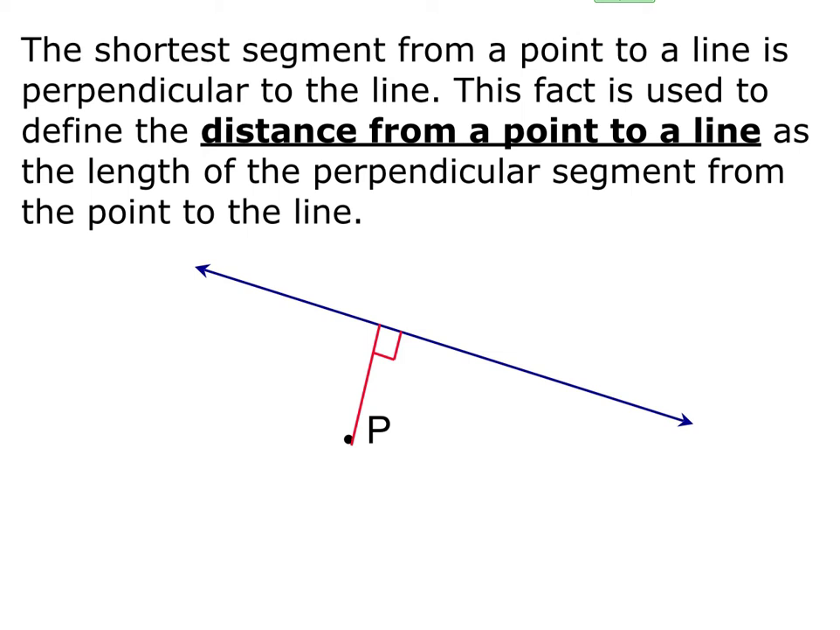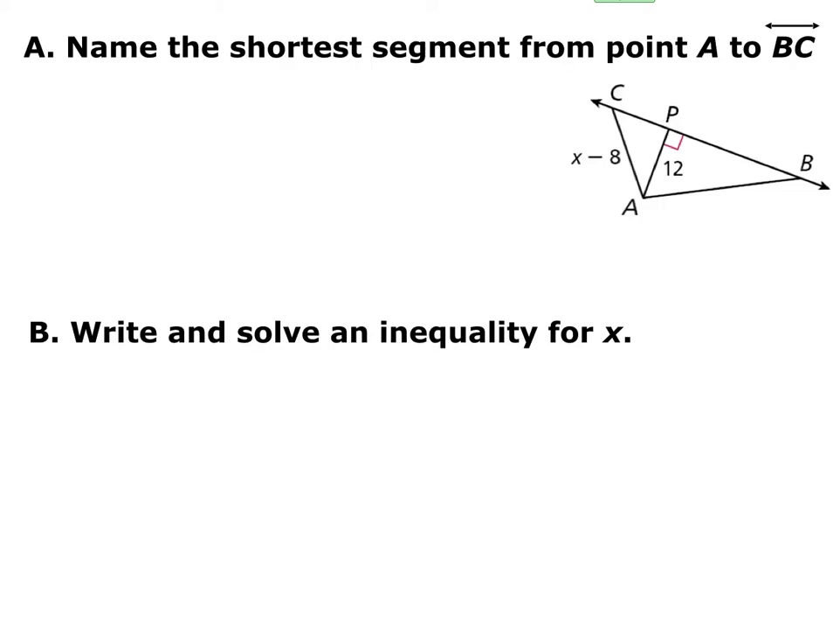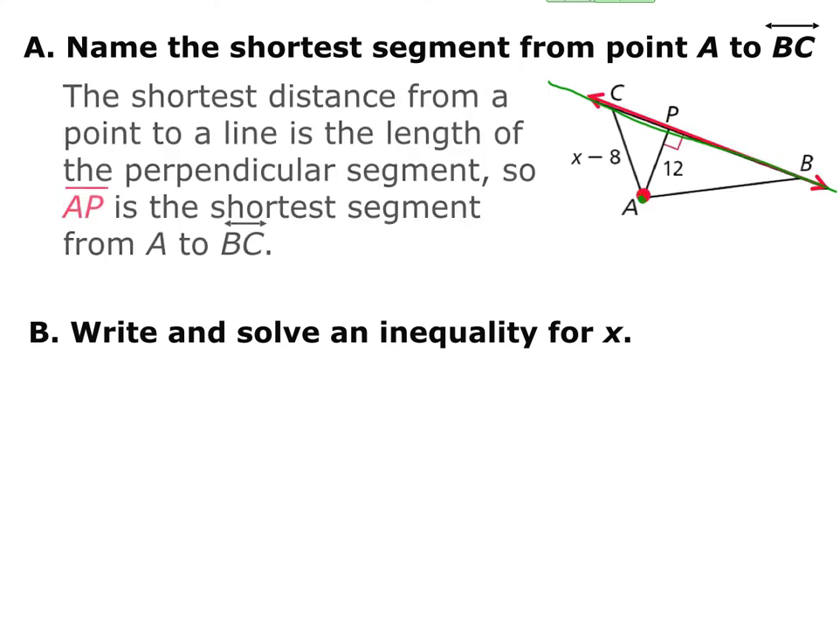Now, some problems related to that. Here's how they'll ask some questions related to that. It says, name the shortest segment from point A to line BC. Okay, so from A, it has to go from this point, has to go to line BC and be the shortest segment. So which one's the shortest segment in the diagram? Segment AP, correct. Shortest because it's along the perpendicular. Okay. Then they'll ask, write and solve an inequality for x.